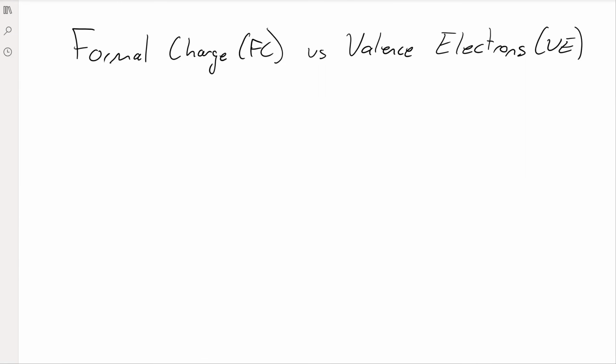All right, next up, we're going to talk about formal charge versus valence electrons. You can see the abbreviations there. Both of these are just different ways of counting electrons. If you haven't figured it out yet, in chemistry, it's really the electrons that do everything.